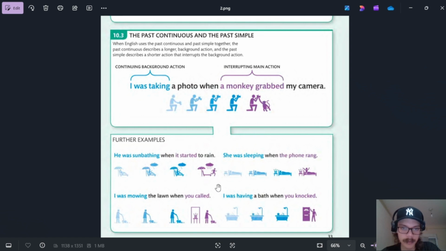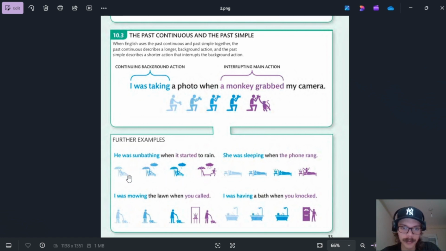Okay, descriptions using past continuous. And then you have the main action interrupting the description using the past simple. Okay, the description is the past continuous. Sorry, I think I said that wrong initially. But the description is the past continuous, and the interruption is the past simple. So it started to rain, you called, the phone rang, you knocked. You can see all of those are past simple, all of those are the main action in the sentence, all of those are interrupting the context.